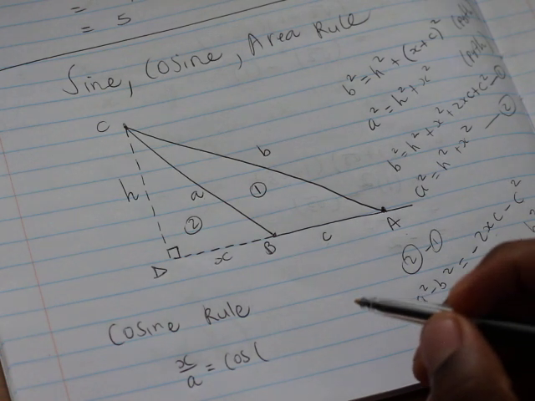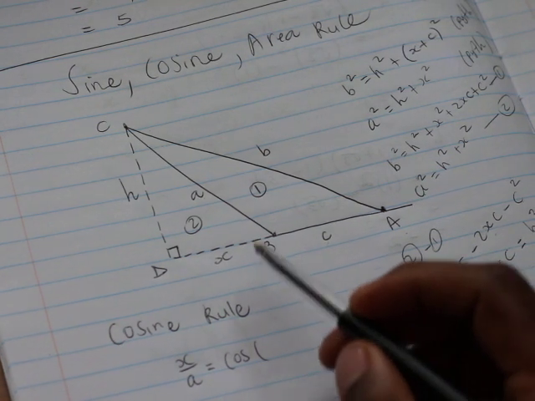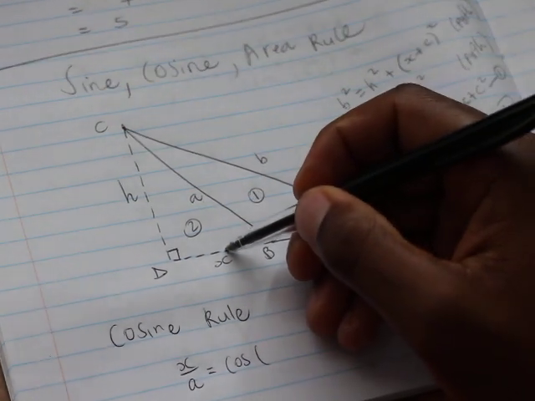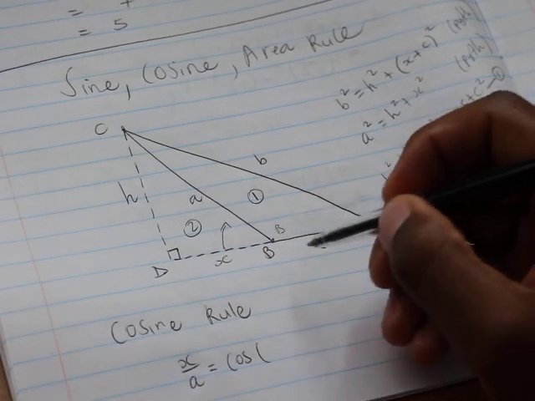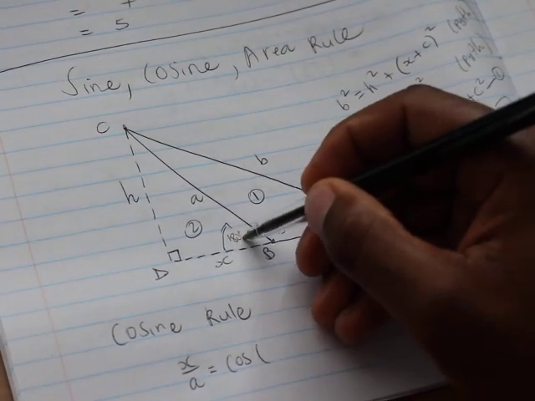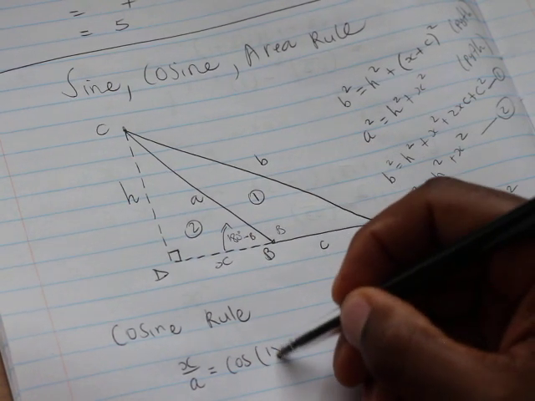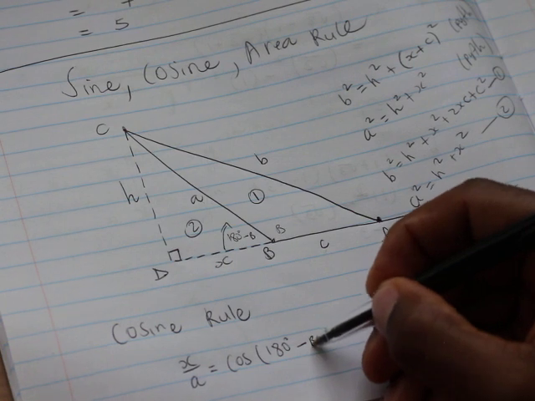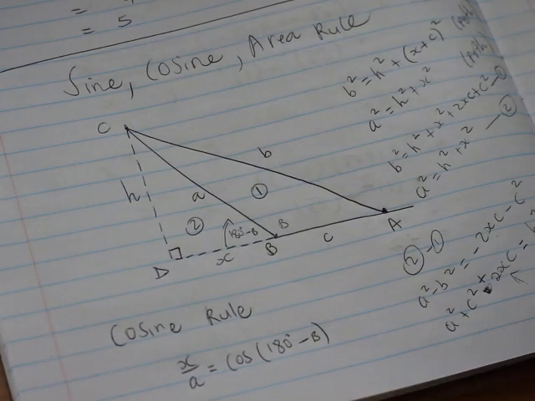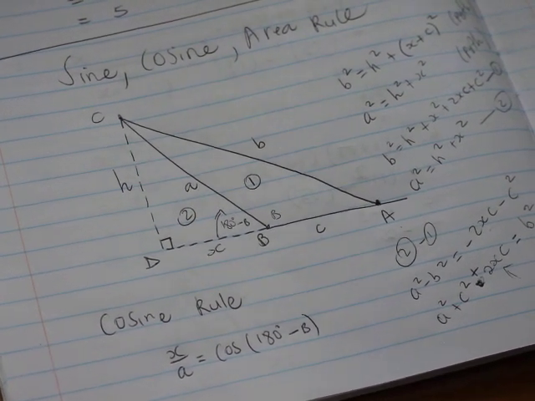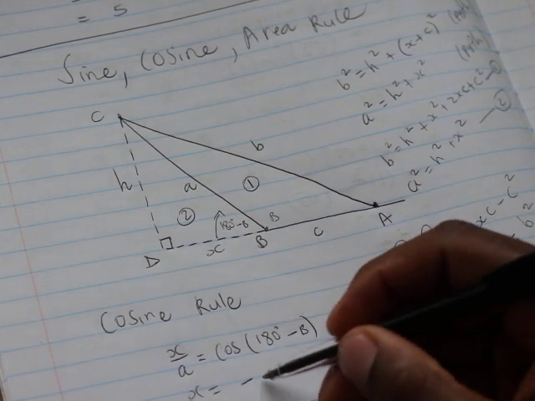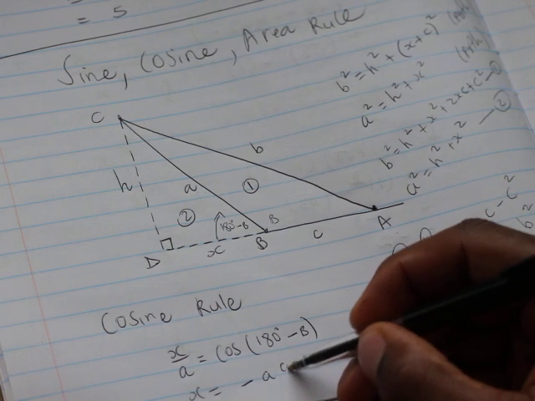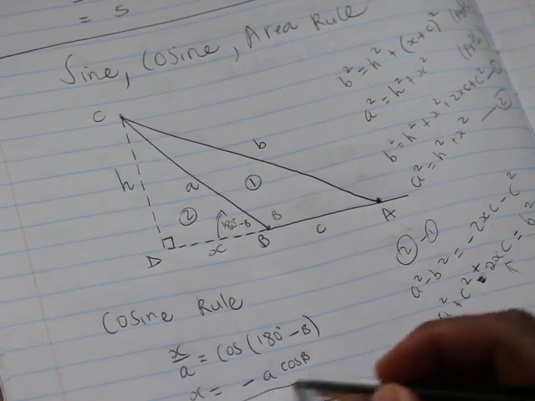But remember, the angle here, this angle here is just what? It's just b. So here it's going to be 180 degrees minus b. So 180 degrees minus b. Alright, 180 degrees minus b. And 180 degrees minus b, you guys know that that's in the second quadrant. So x is equal to minus a cosine of b. That's our x.